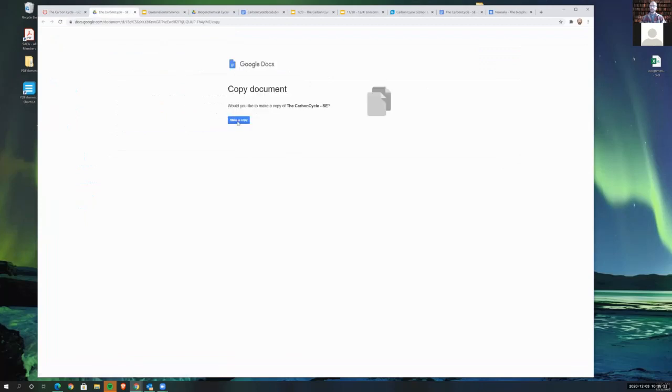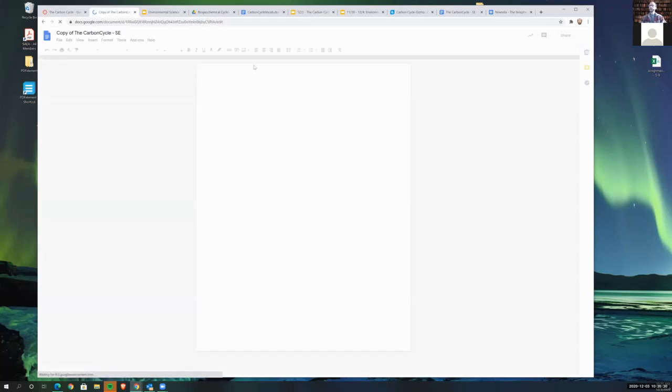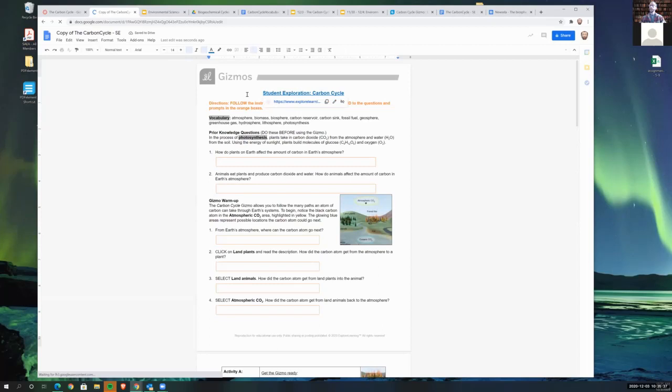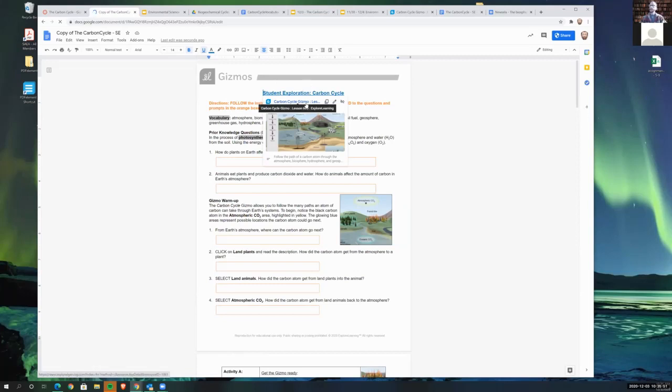So let's go here. Let's make a copy. And you'll see, here's one of these student explorations. I've gone through and made some edits to it, but be aware that you get to the simulation, and I've cleaned up my other Canvas directions a little bit. You get to the simulation by clicking right here on the title. But let's not do that just yet. Let's follow the instructions to go through the simulation, and respond to the questions and prompts in the orange boxes. We just went over this vocabulary. If you need those definitions again, they are in the modules.